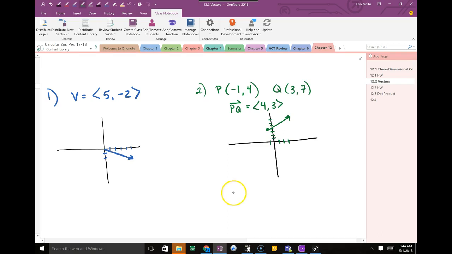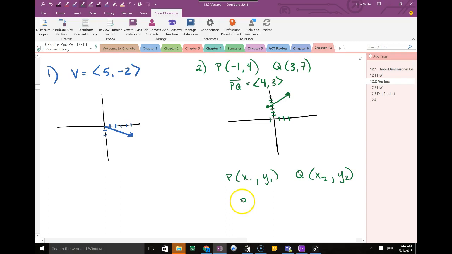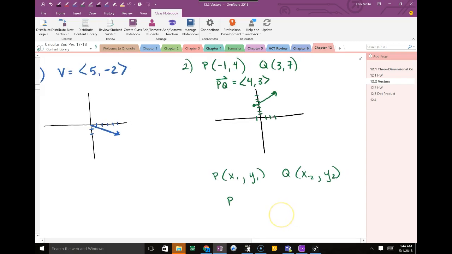Okay, so just so you know, algebraically, if given 2 points, let's make a generic equation. Let's say Q is x2, y2. They can use whatever variables, I'm just picking letters. Your x is always the first value of your point, and your y is always the second value of your point. It's never going to be switched around.